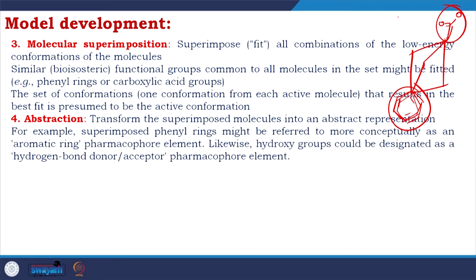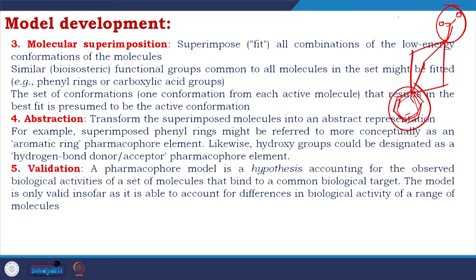For example, superimposed phenyl rings might be referred to more conceptually as an aromatic ring pharmacophore element. Likewise, hydroxyl groups could be designated as a hydrogen bond donor acceptor pharmacophore element in that way. Validation: a pharmacophore model is a hypothesis accounting for the observed biological activity of a set of molecules that bind to a common biological target.